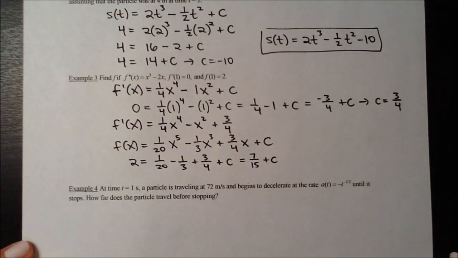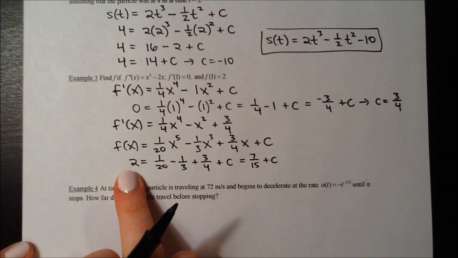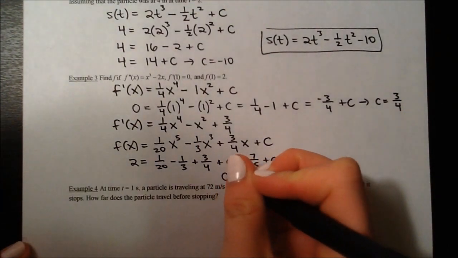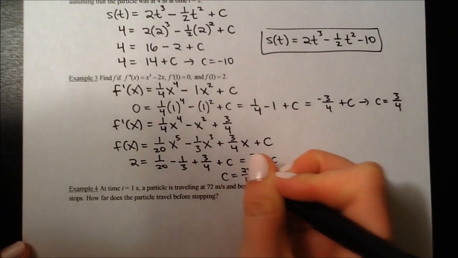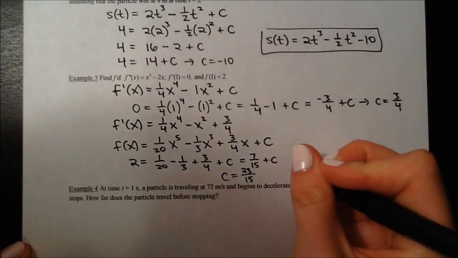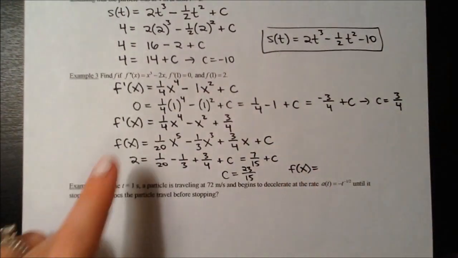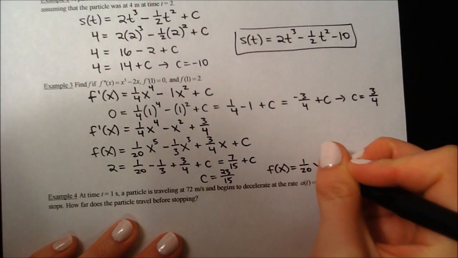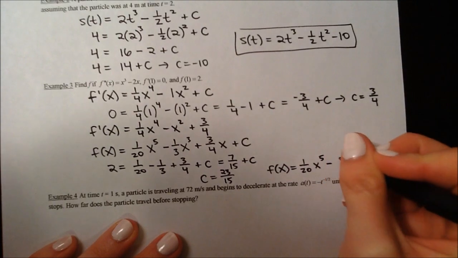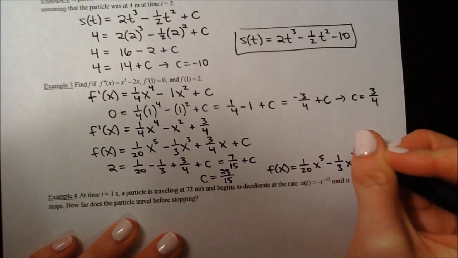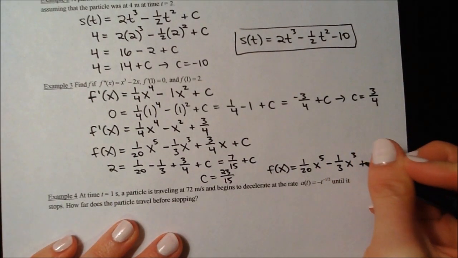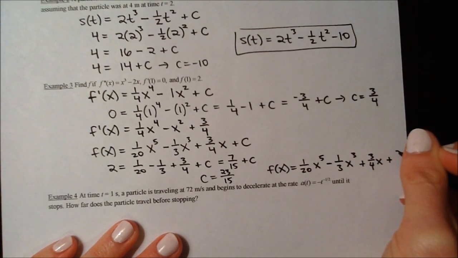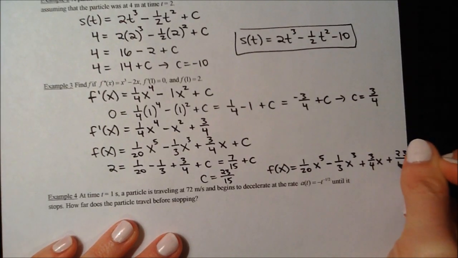plus c. So what I'm going to do is take 2, which is actually 30 over 15, and I'm going to subtract 7. So that means that c gives me 23 over 15. All right, so finally I'm going to plug it in. So f of x equals, I start with all this stuff and then tack on the constant that I just found. So 1/20th x to the 5th minus 1/3 x cubed plus 3/4 x. And then the constant that I just found, which is a beautiful 23/15.